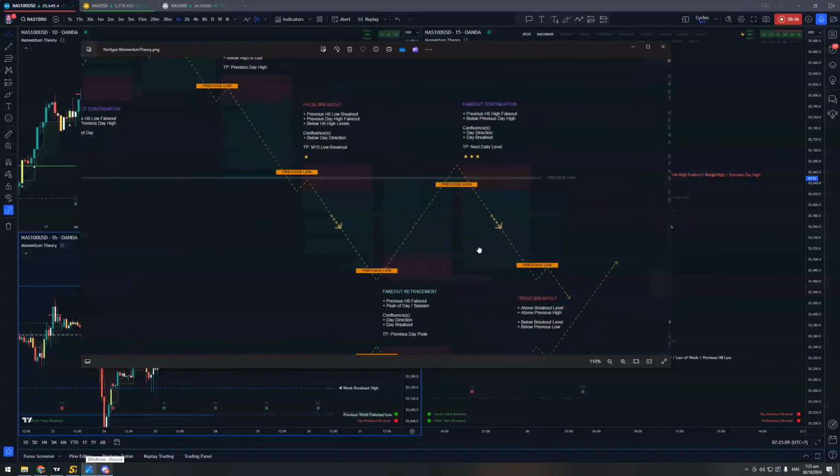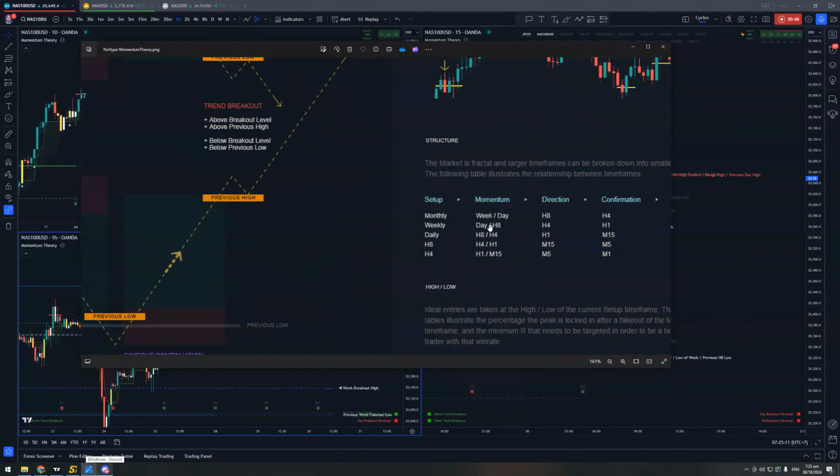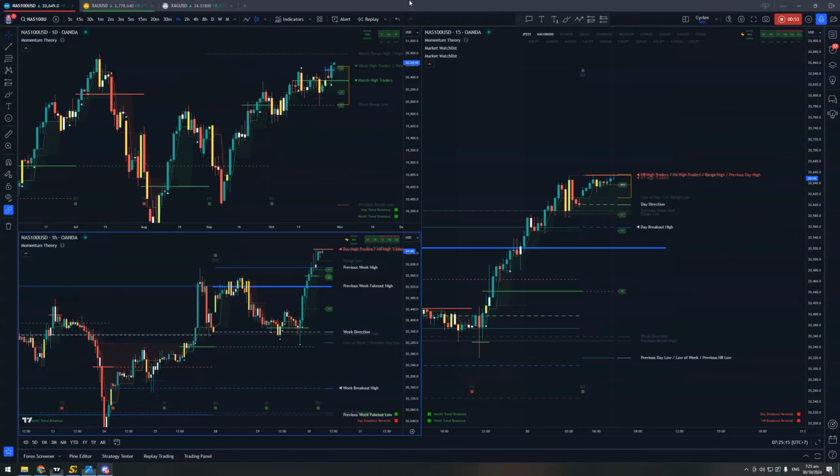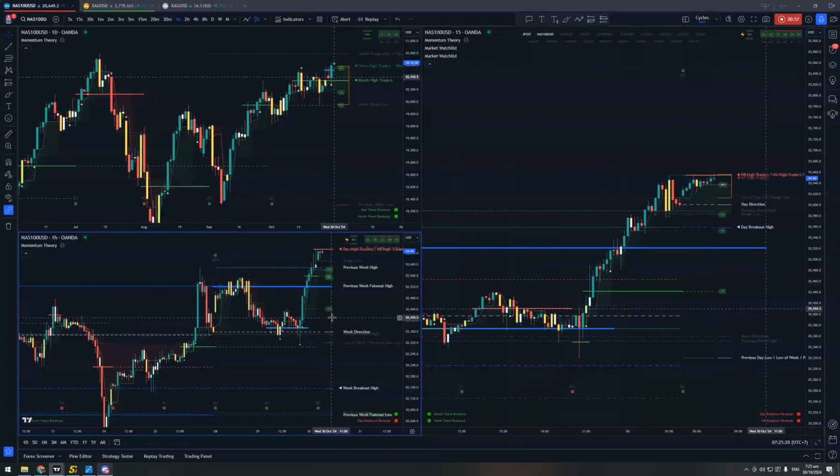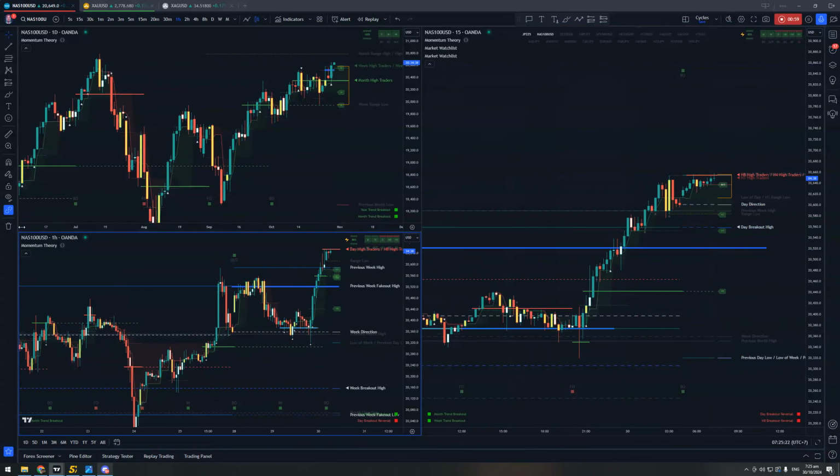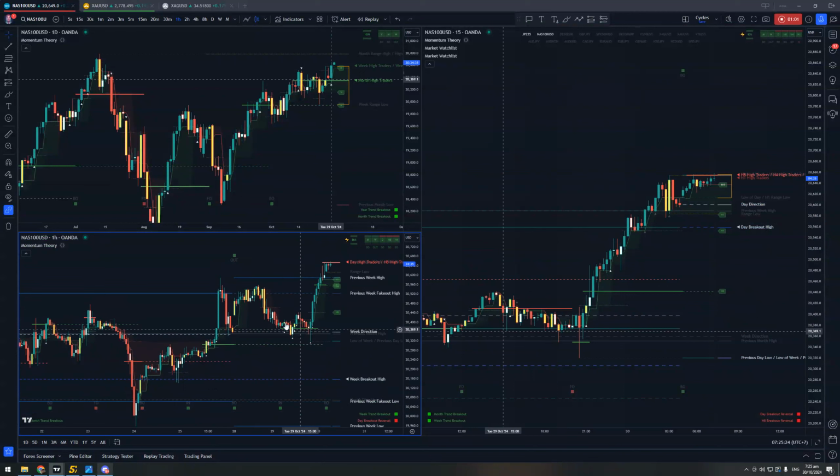So on weekly moves, I am looking for the daily or the H8 to tell me where momentum is moving the market. Ideally, it's the daily. So we got a previous day low fake out yesterday, and this daily fake out allows me to reverse a weekly move. And so I was looking for buys because we're above that breakout level.